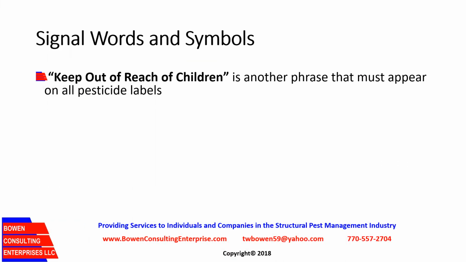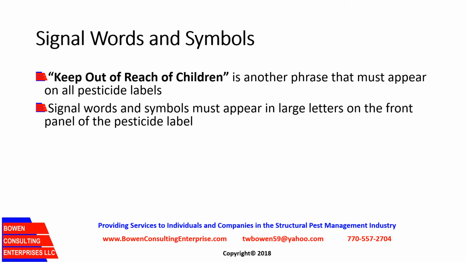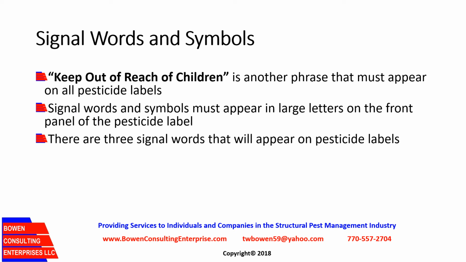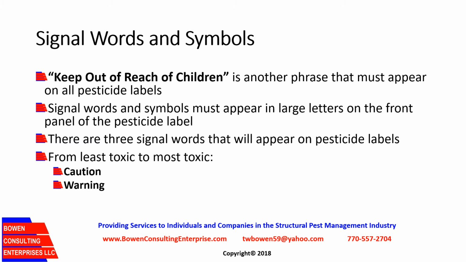The phrase, keep out of reach of children, is another phrase that must appear on all pesticide labels. The signal words and symbols must appear in large letters on the front panel of the label. Pesticide labels will have one of 3 signal words. The 3 signal words used, starting with the least toxic pesticides to the most toxic pesticides, are caution, warning, and danger.